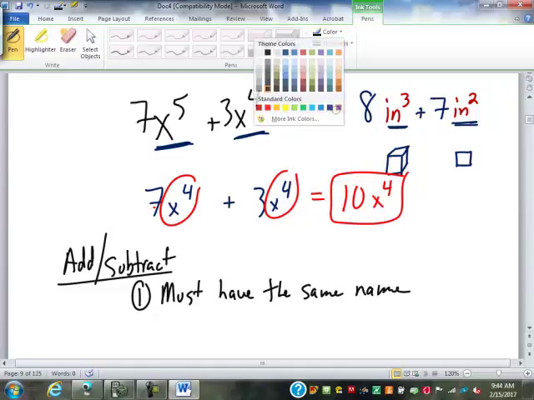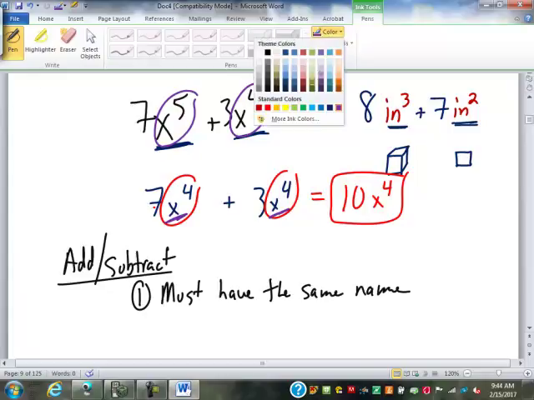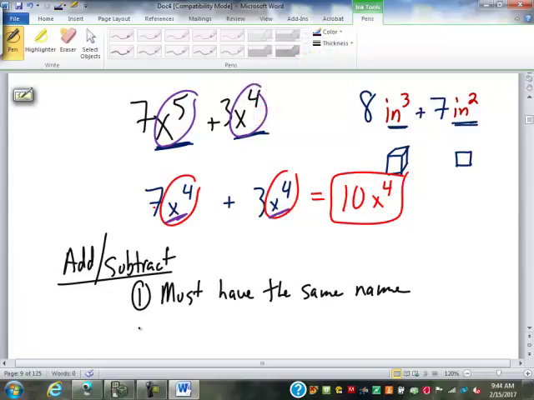So that's why we could not combine x to the 5th with x to the 4th. But we could combine x to the 4th with another x to the 4th. The second rule is in our result, we keep the same name. So that's why x to the 4th plus x to the 4th gave us an answer that's still x to the 4th.